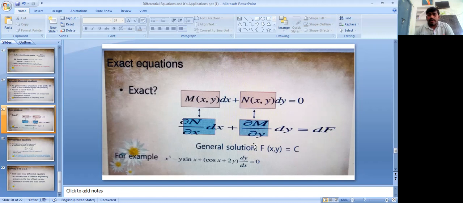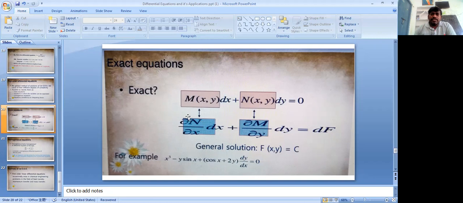Therefore, verify the dou M by dou y value and the dou N by dou x value. If both the values are equal, then it is an exact differential equation. Let us verify this equation. M is x cube minus y sin x; its derivative with respect to y: x cube is constant, so 0, and the derivative gives minus sin x. Next, N is cos x plus 2y; its partial derivative with respect to x: cos x gives minus sin x, and with respect to x, 2y is constant, so its value is 0. Therefore, minus sin x. The dou M by dou y value and the dou N by dou x value are both equal. Therefore, that is an exact differential equation.